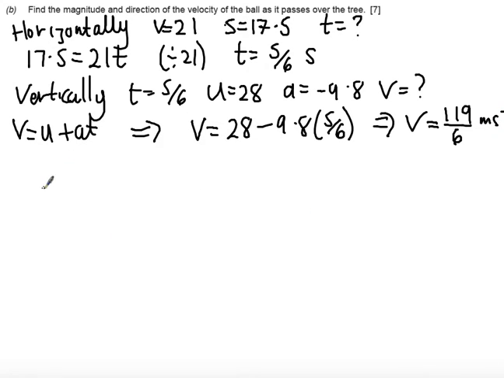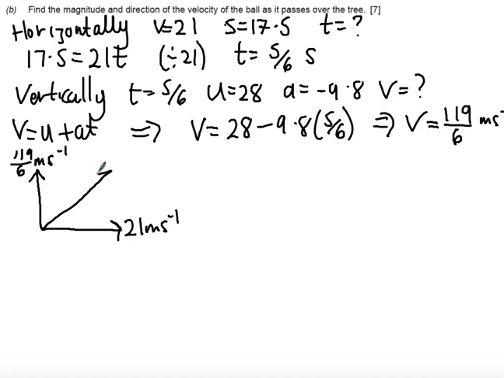Now what this tells me is that at the instant the ball passes over the tree, it has a horizontal component of 21 meters a second. It has a vertical component of 119/6 meters a second. I'm looking to find the magnitude. So what I want to know is this resultant size of our components, and I want to know this direction, so this angle here.